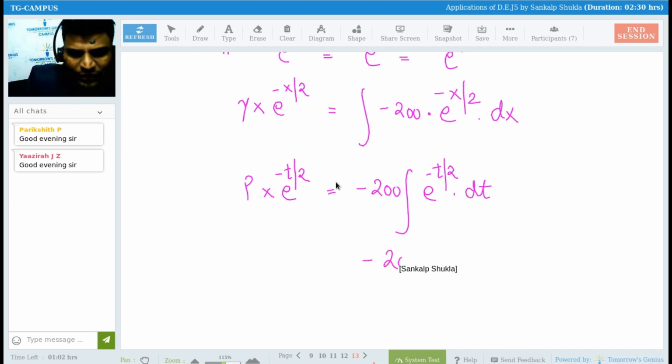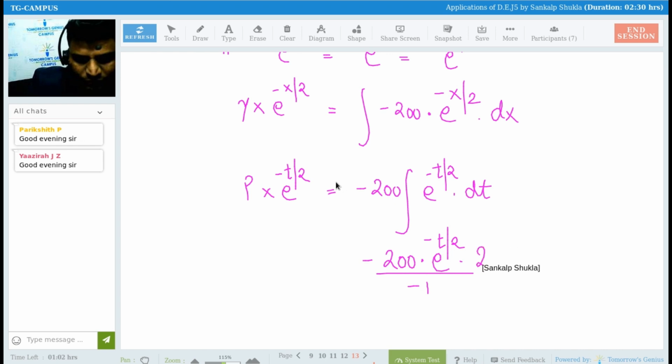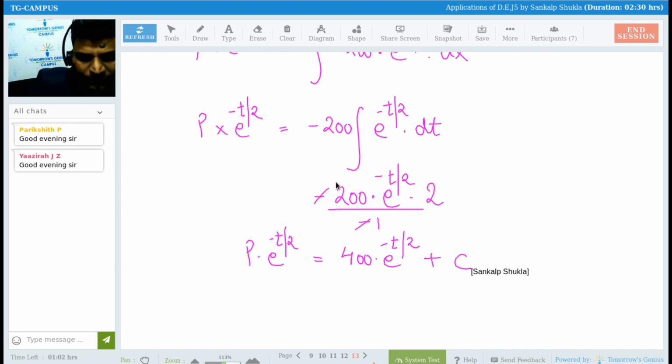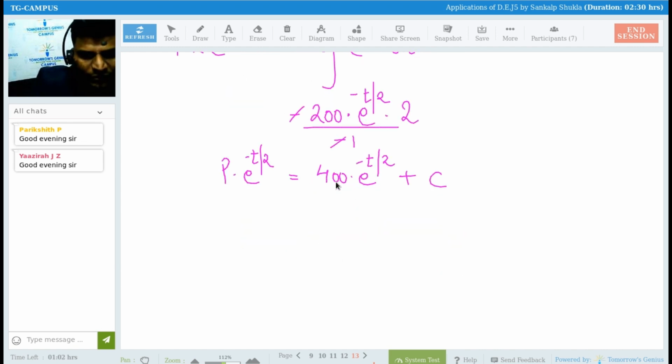Now what is the answer? Minus 200 into e raised to the power minus t by 2 upon minus 1 by 2. So this minus and minus will get cancelled. And the final answer is p into e raised to the power minus t by 2 is equal to 400 e raised to the power minus t by 2 plus c.